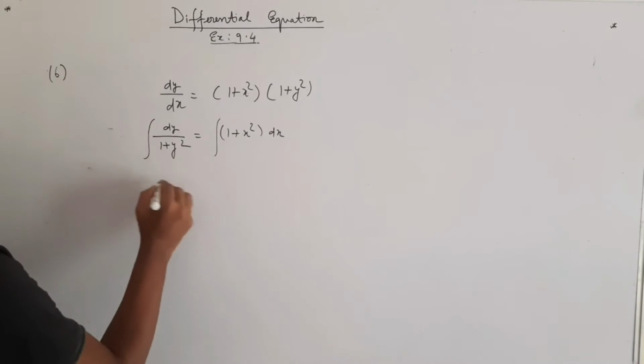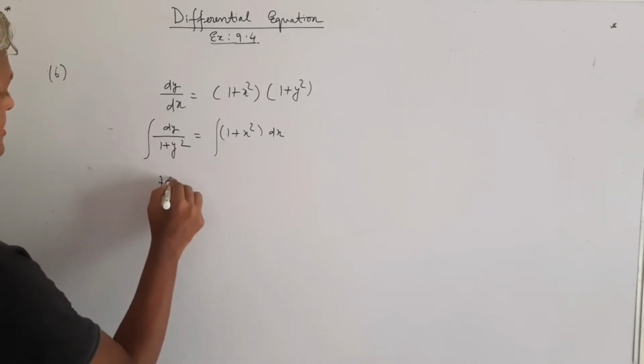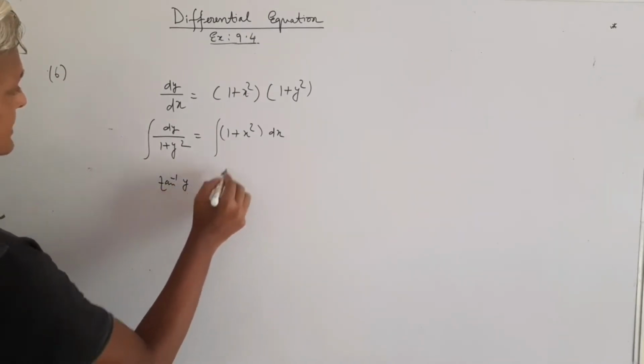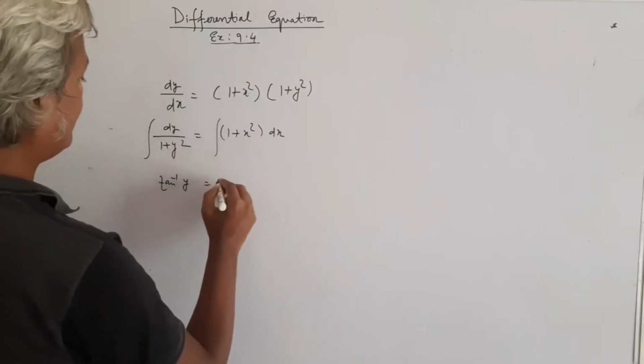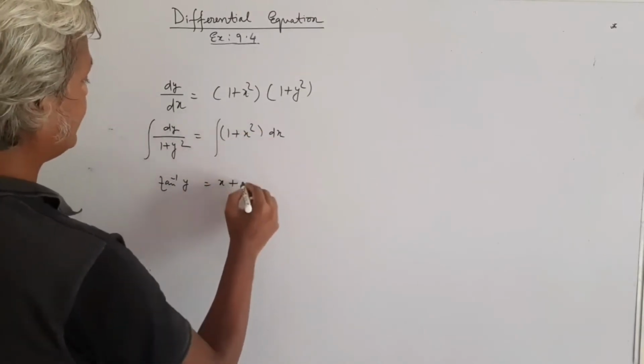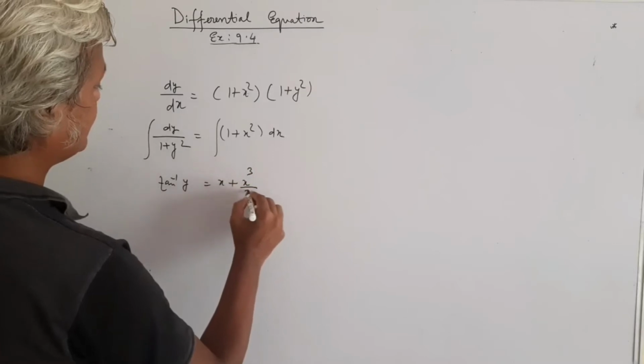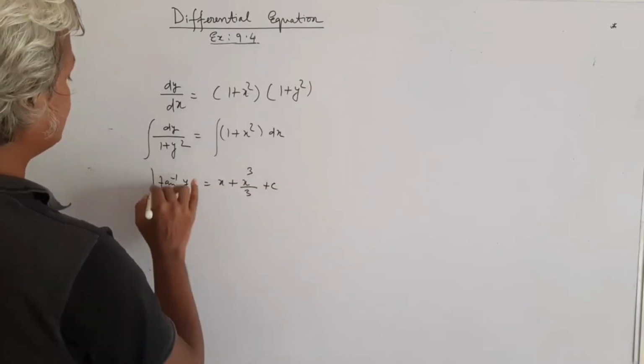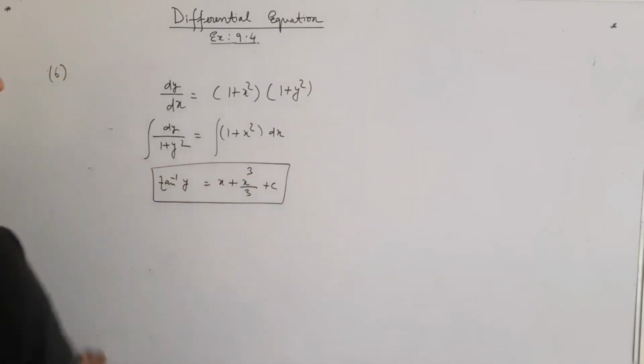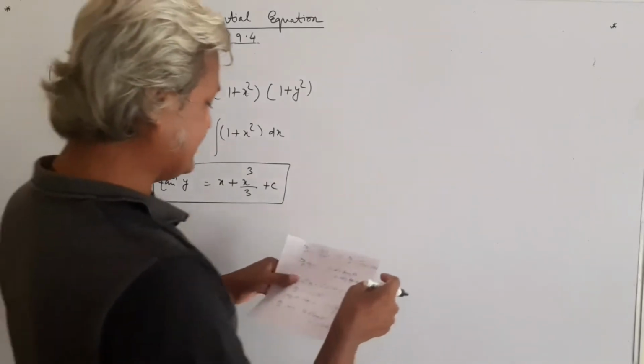So what you get here, this is already in the form of tan inverse y. The integration of 1 is x, plus integration of x square is x cubed by 3, plus c. This is your answer. Now I solve question number 7.